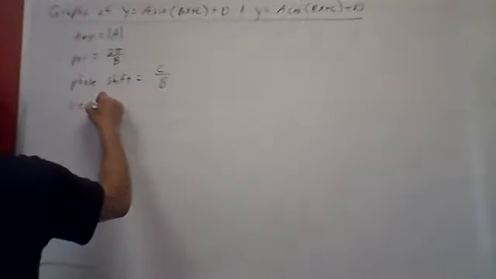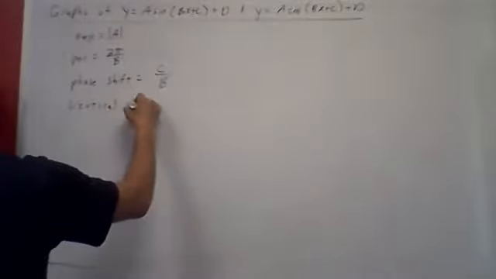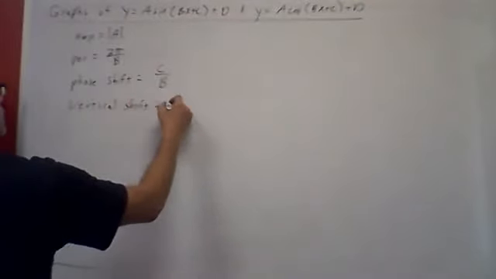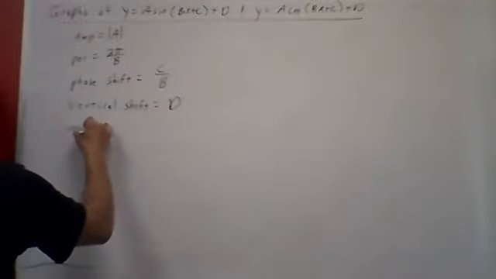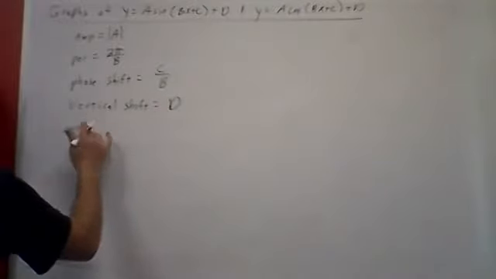You can have a vertical shift, and that's going to be d. If d is positive, you go up. If d is negative, you go down. And then you have one cycle. I'm going to call this one cycle.